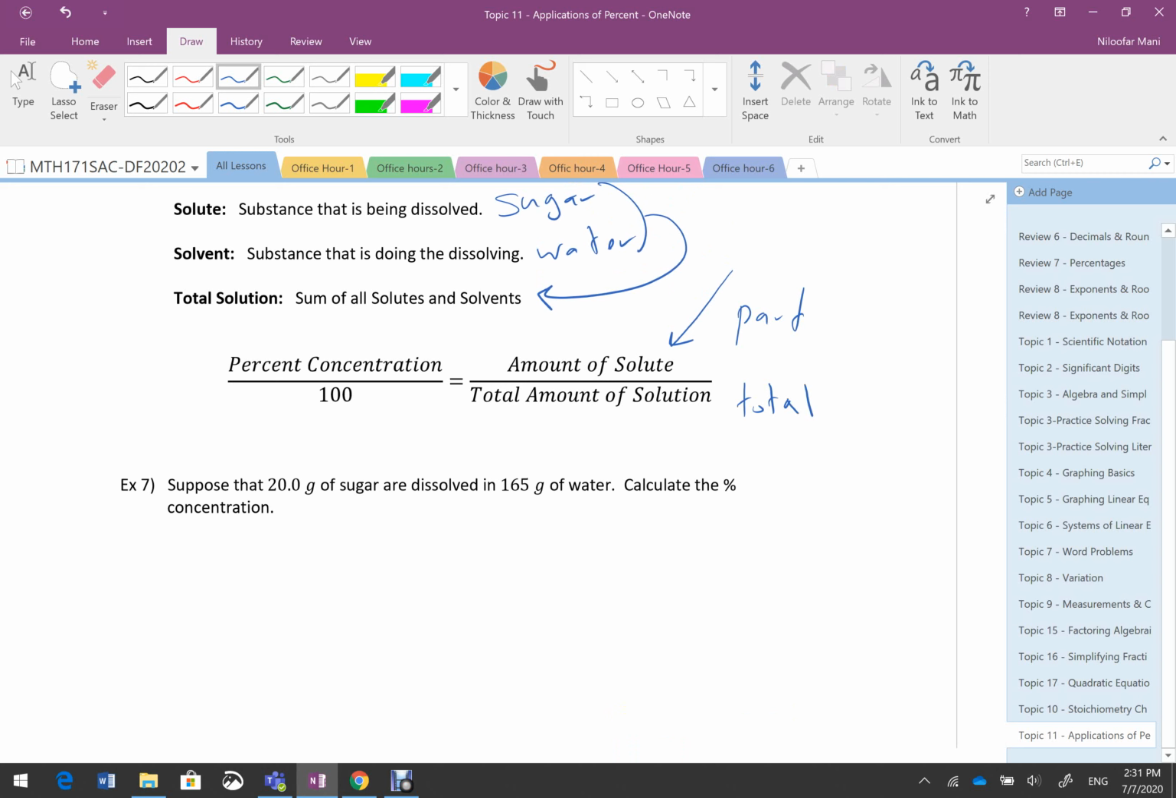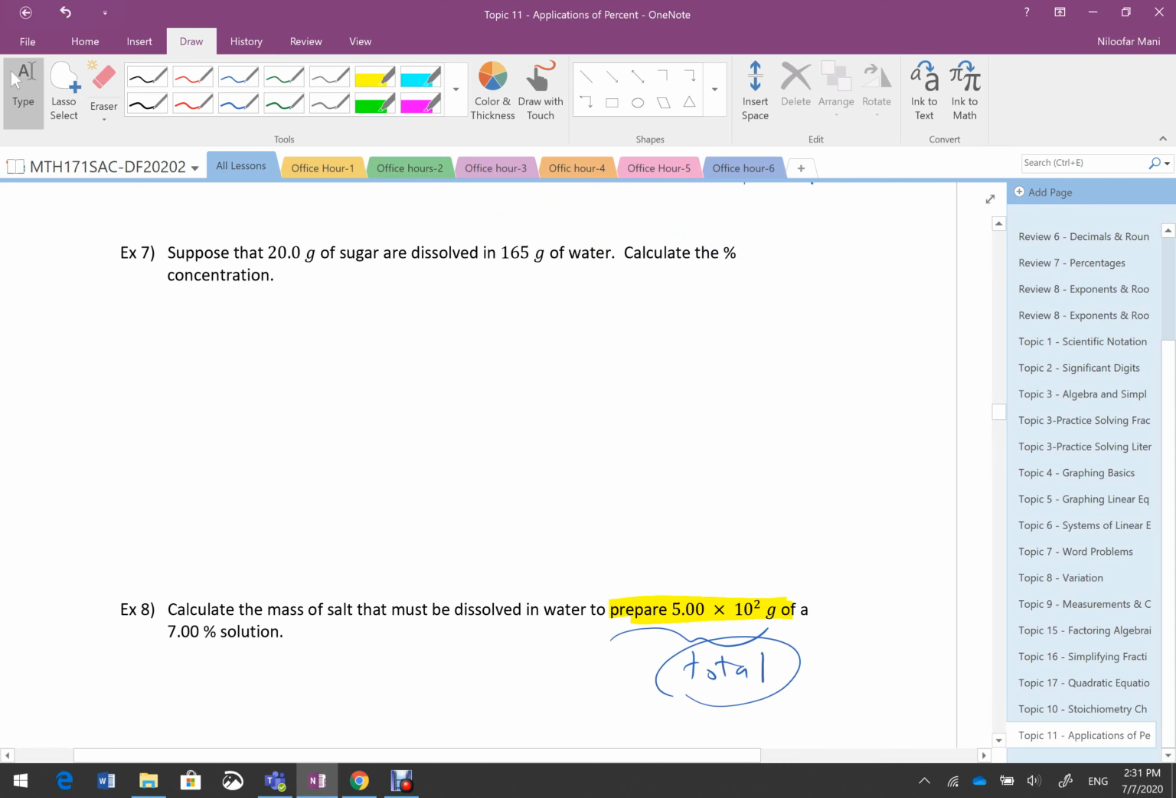So I need to know the amount of solute, the one that I need to find the concentration of. The amount of that, which is part, over total amount, the total mixture all together. That makes sense because it's part over total, and then how many percentage over 100. Okay, so let's do some questions.